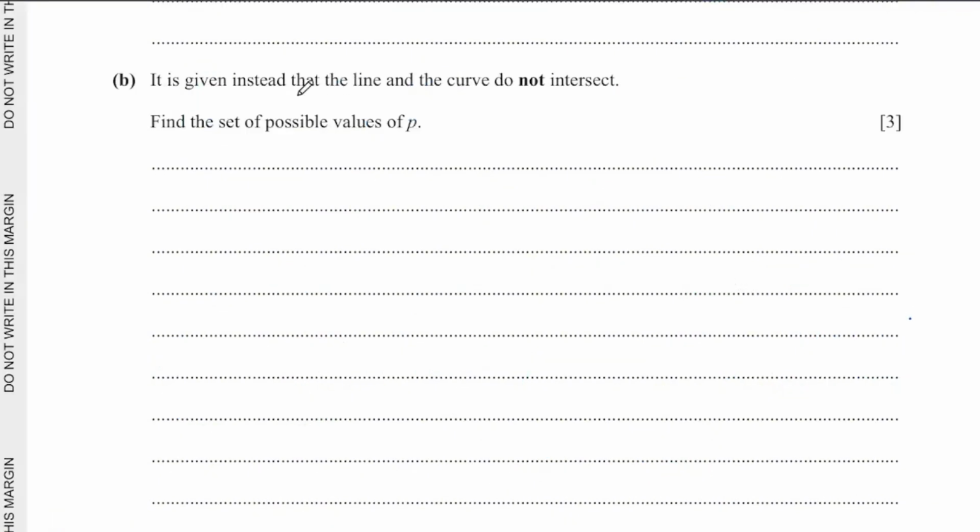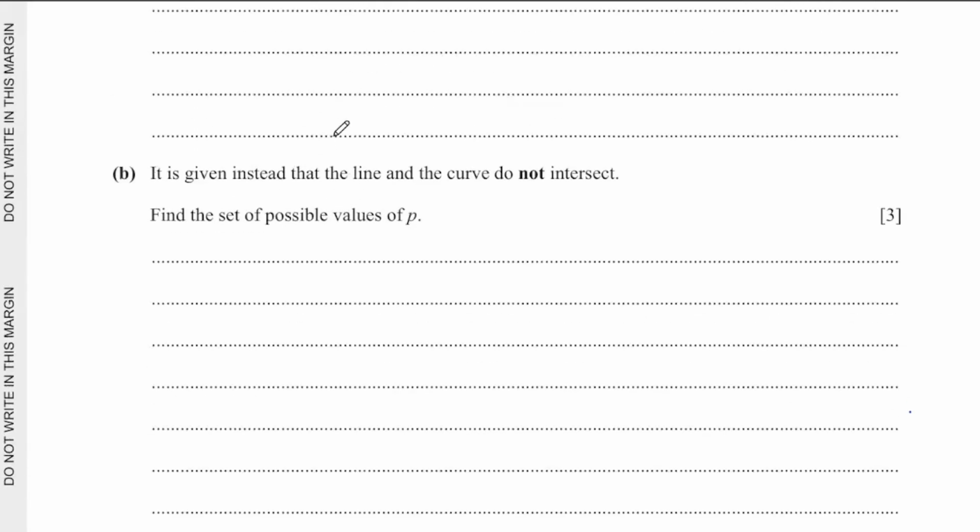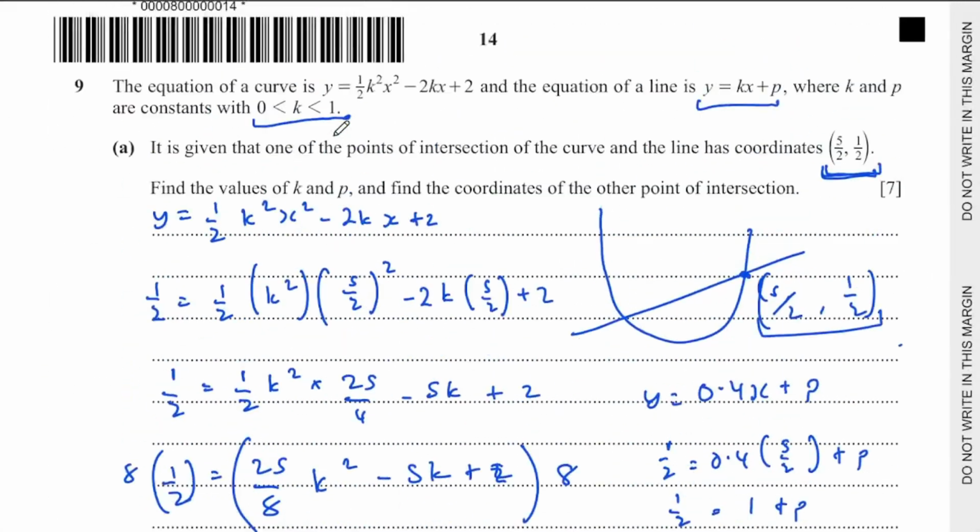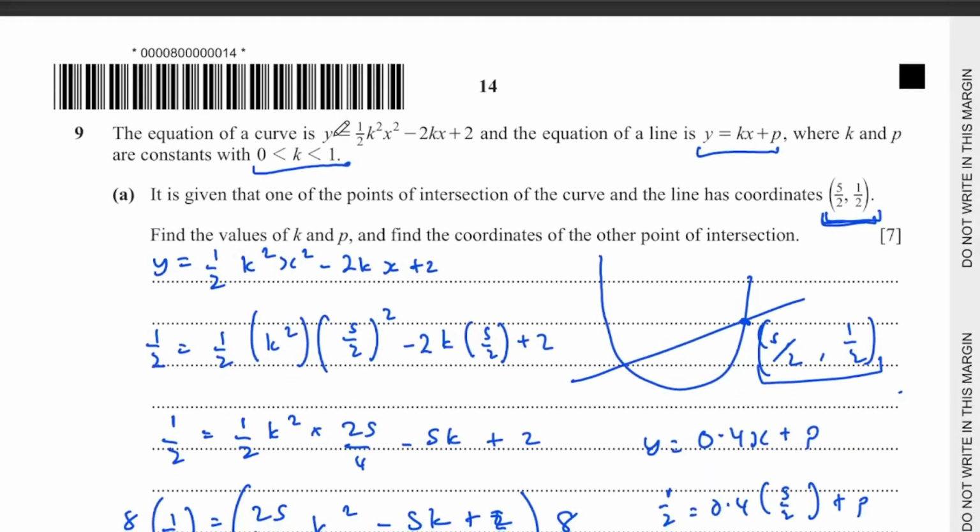It is now given that the line and the curve do not intersect. Find the set of the possible values of p. So let's just write our two equations again. Remember, we already had k. K was 0.4, and now we just need to know what p is.